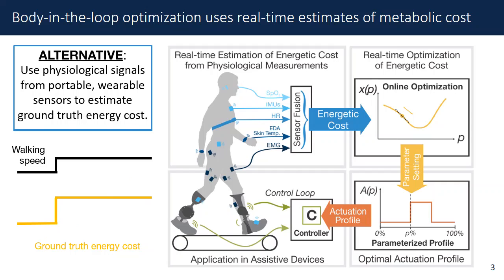As an alternative, we can use physiological signals collected from portable wearable sensors in order to estimate this ground truth energy cost. Now, this method has the potential to make faster predictions as well as do so without the bulky, obtrusive equipment.